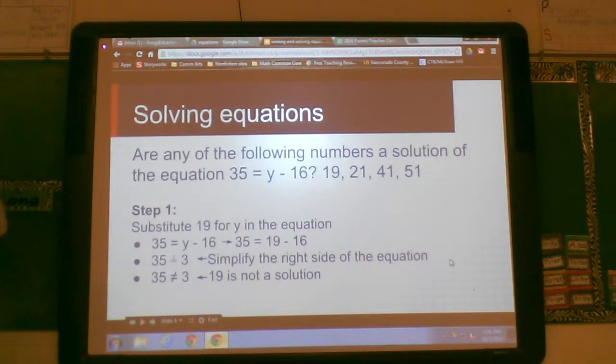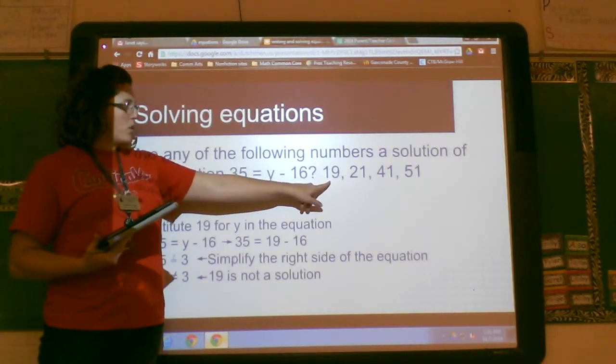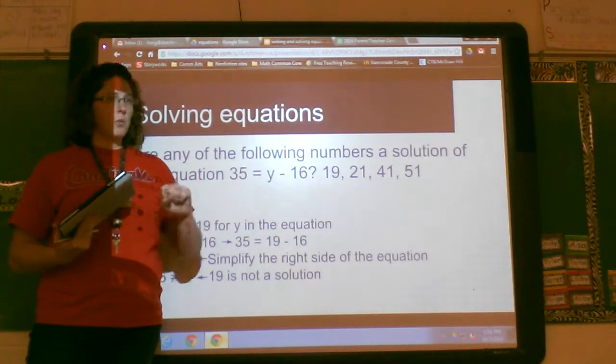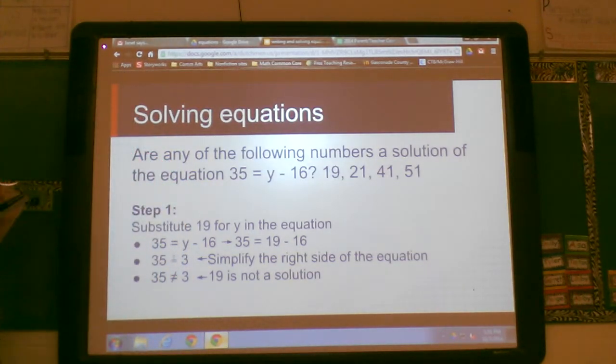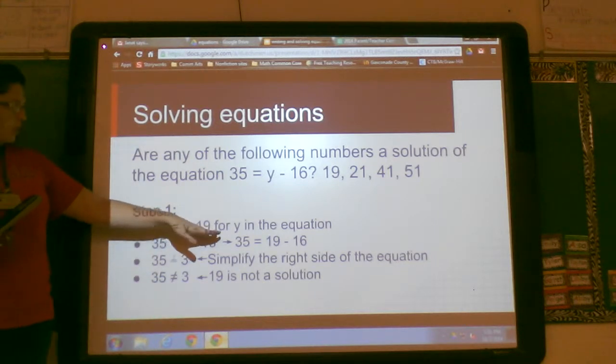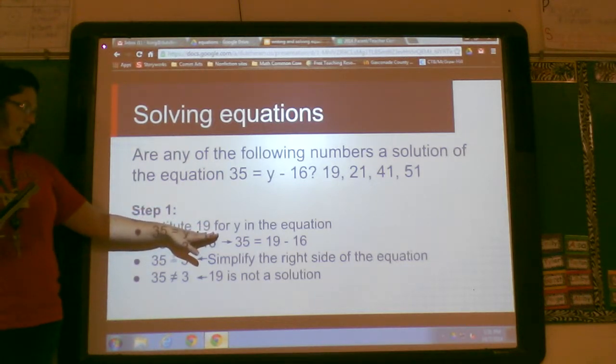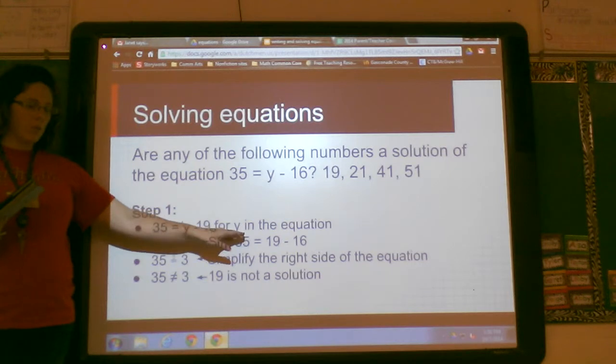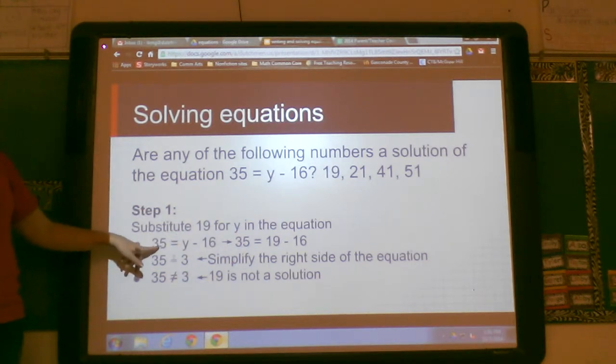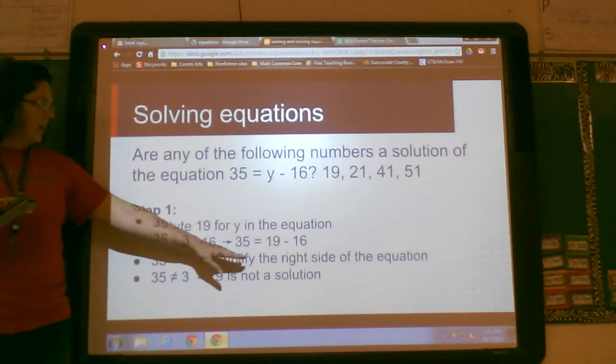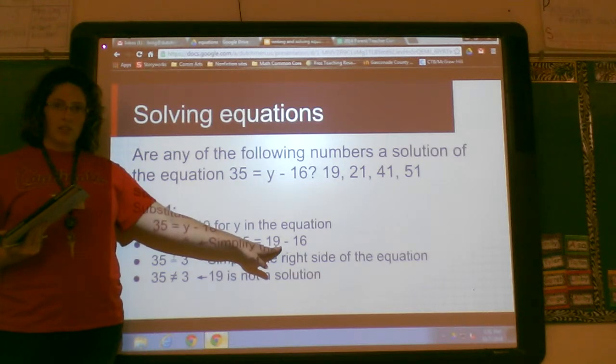Another problem that we have is here. Are any of the following numbers a solution of the equation 35 equals y minus 16? And then our following numbers are 19, 21, 41, and 51. So, to figure this out, we start with step 1. We're going to substitute in our first number. So it's 19, and we're going to substitute it in for y. So we have the problem 35 equals y minus 16. I substitute in the 19.